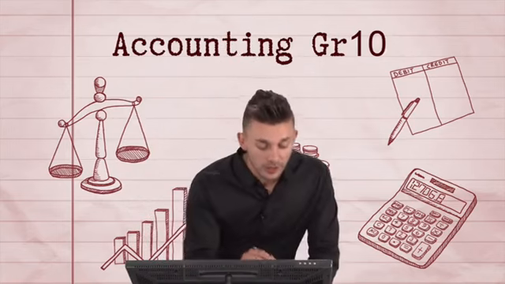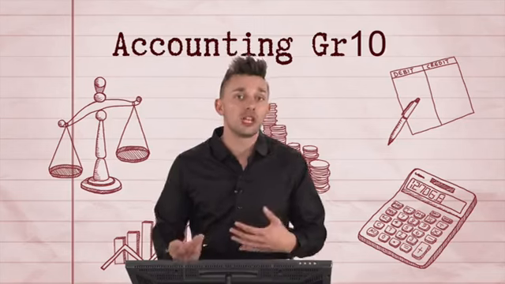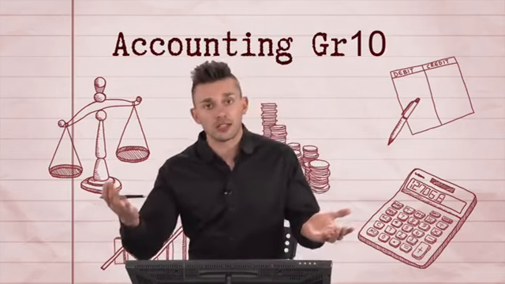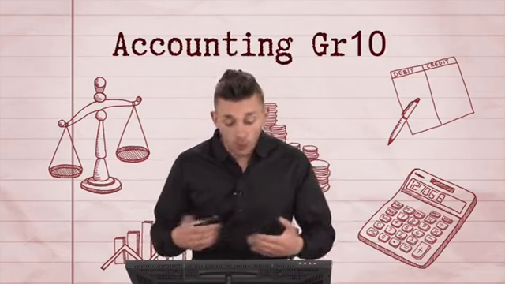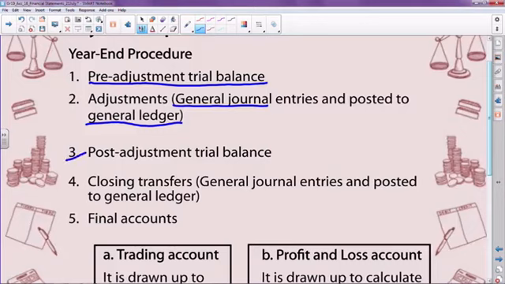So what do we do with the second step? The second step is we need to adjust. So adjustments we need to do now, and these adjustments will be put into the general journal, and then we'll need to post the general journal to the general ledger. So know that. Now, after we've done this, we'll set up another trial balance. Now, again, we want to check, is your debits equaling your credits with these trial balances? And what do we do now? We will have a post-adjustment trial balance. And that's your step number three. Number four will now be your closing transfers.